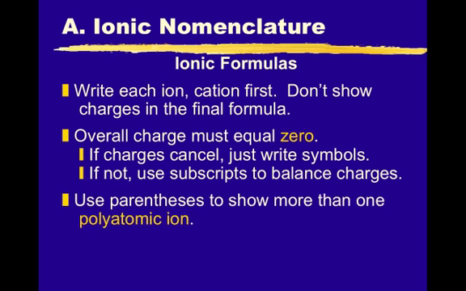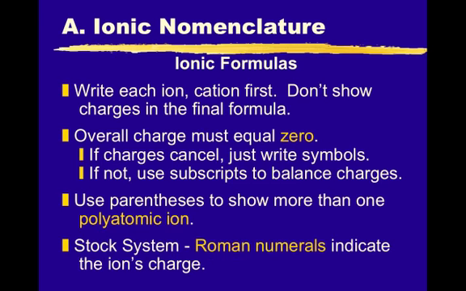We must use parentheses to show if we have more than one polyatomic ion. Remember, a polyatomic ion contains many atoms in the ion. And we may have to use what is called the stock system. If you have a transition metal, one that's in the center block and a couple outside of the center block to the right of it, we must use the stock system, or Roman numerals. Those Roman numerals indicate the charge of the transition metal.